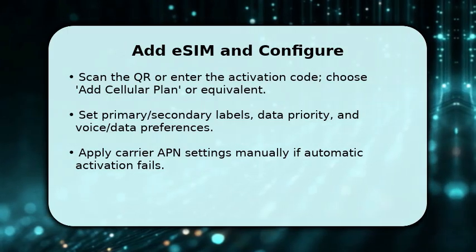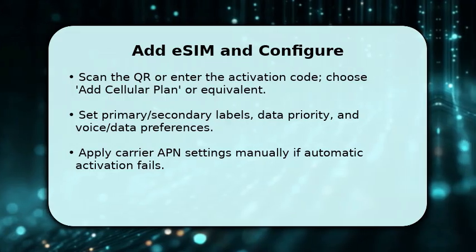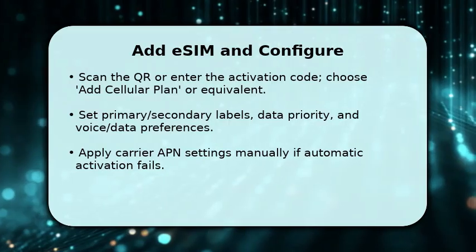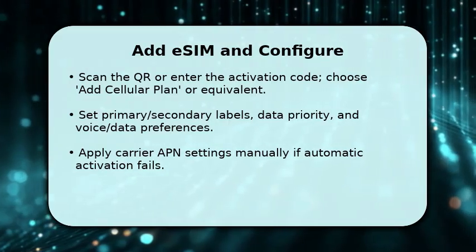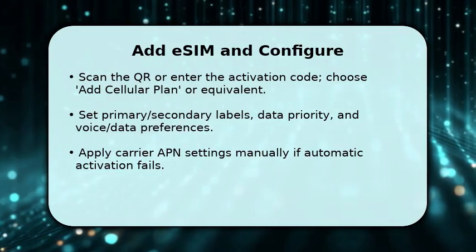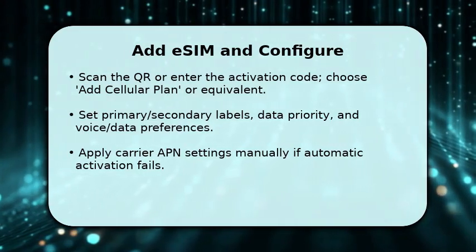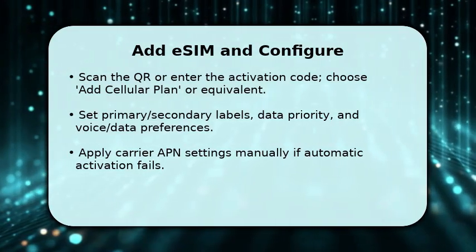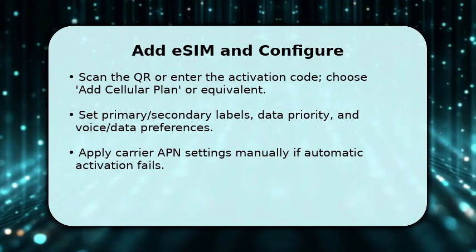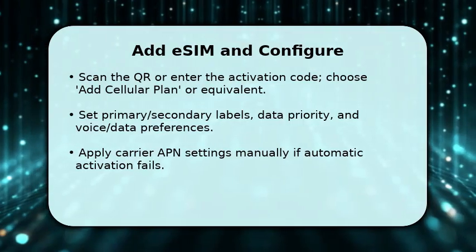Once the profile installs, assign labels like Primary or Travel and decide which line handles mobile data versus calls. This prevents accidental roaming charges. Make sure to set the data roaming and network selection per carrier guidance. If the carrier app offers activation, use it. Otherwise, manually enter APN and authentication details if automatic configuration doesn't appear.